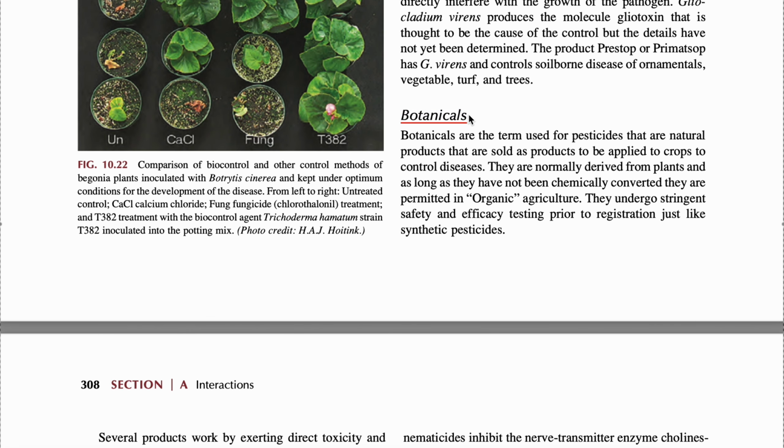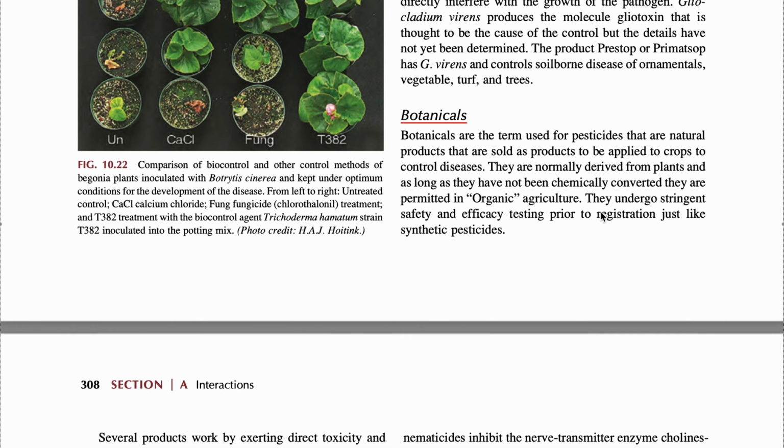Coming to botanicals. Botanicals is the term used for pesticides that are natural products that are sold as products to be applied to crops to control diseases. They are normally derived from plants, and as long as they have not been chemically converted, they are permitted in organic agriculture.